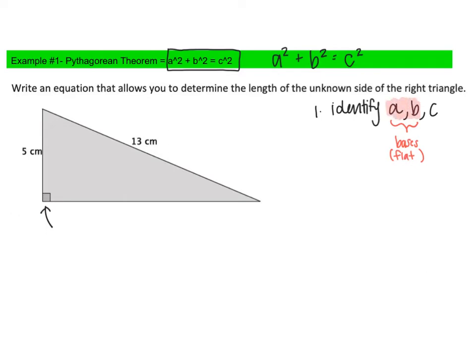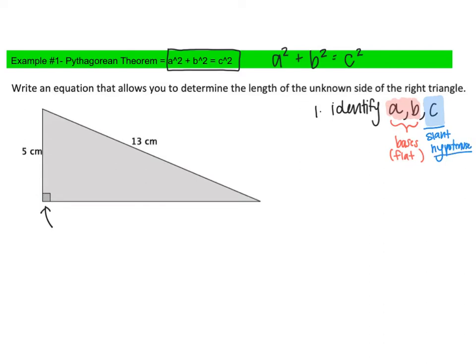And then C, this is going to be your hypotenuse. So this is your slanted line. And this is your hypotenuse. So really get used to using that word hypotenuse.